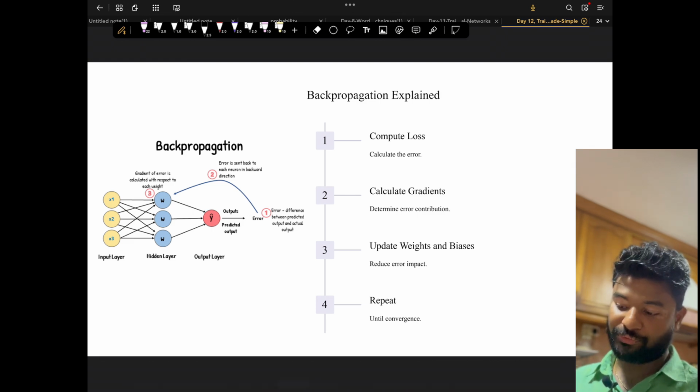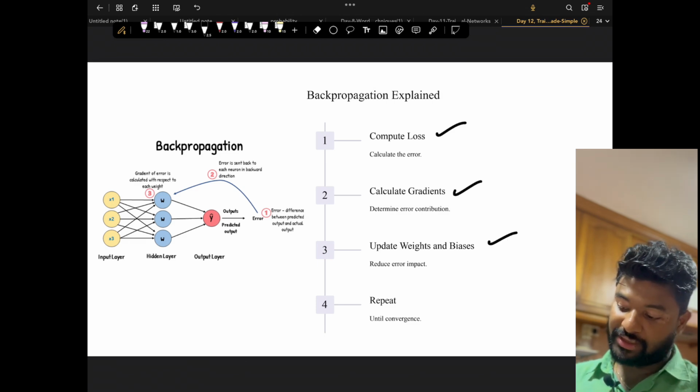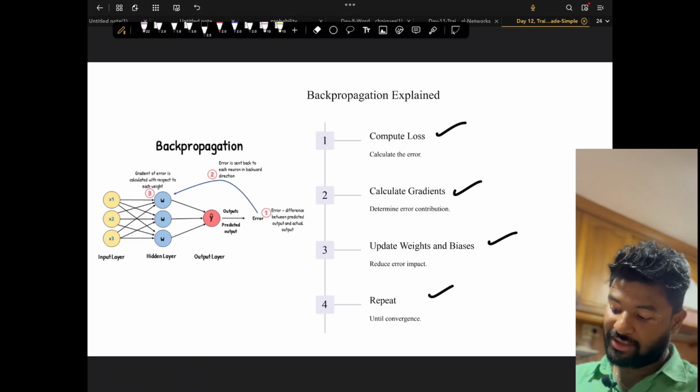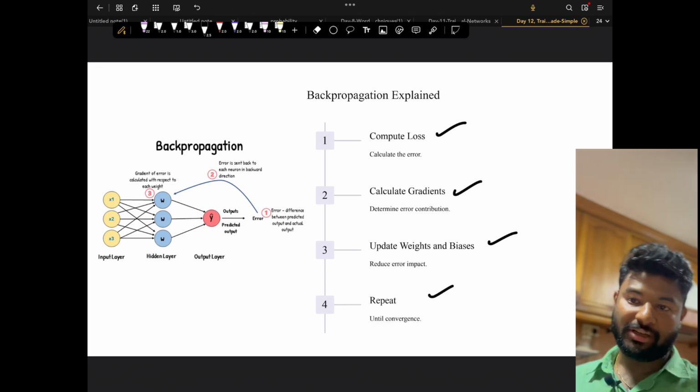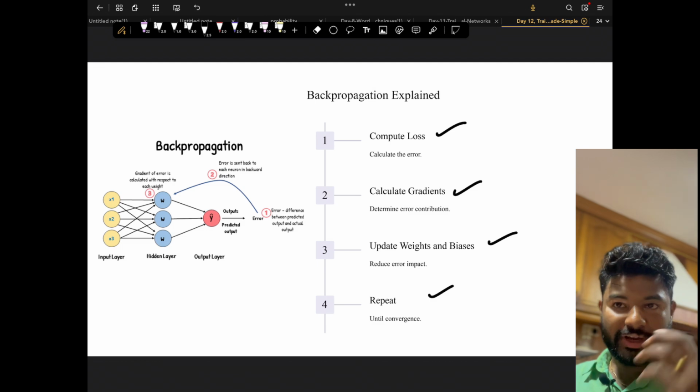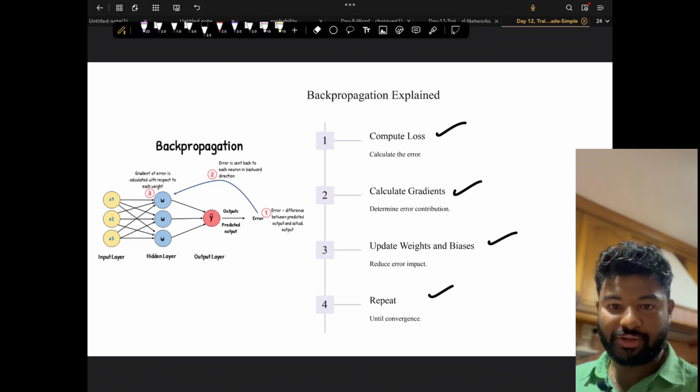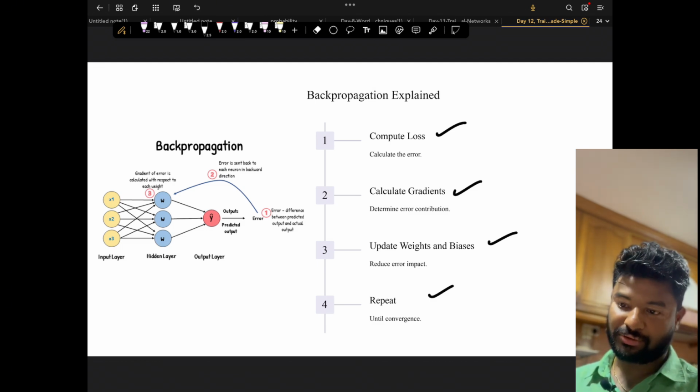I have again put it forward into context. So it computes the loss, it calculates the gradients, it updates the weights and biases, and then it repeats the process as it goes. Backward propagation, as I explained in yesterday's challenge, is a very important concept. It is very unique to neural network. Try to understand that too.